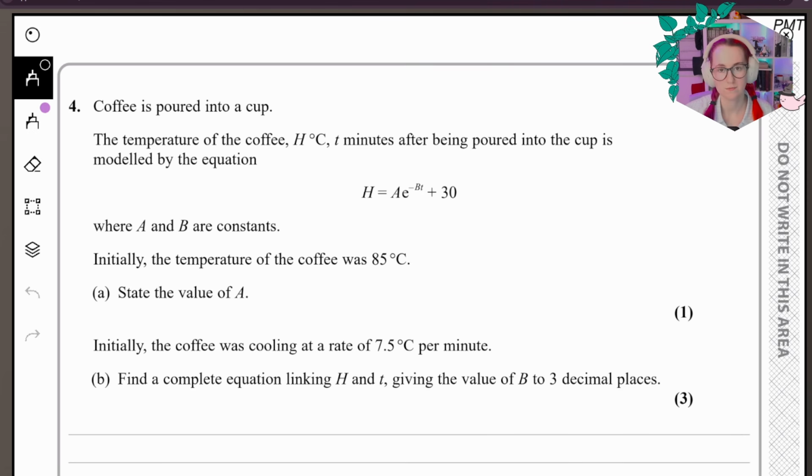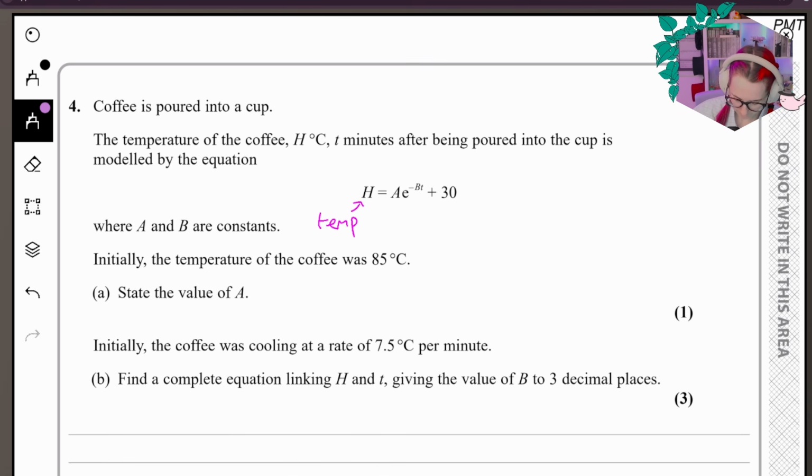Question 4. Coffee is poured into a cup. Good, that's generally where coffee should go most of the time. The temperature of the coffee, H degrees C, T minutes after being poured into the cup, is modeled by the equation H is A e to the minus BT plus 30, where A and B are constants. Okay, so we've got temperature and we've got time.